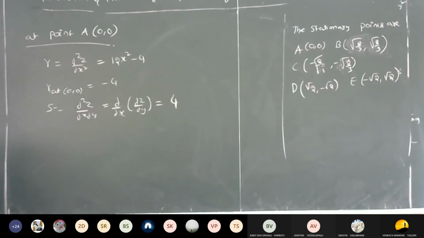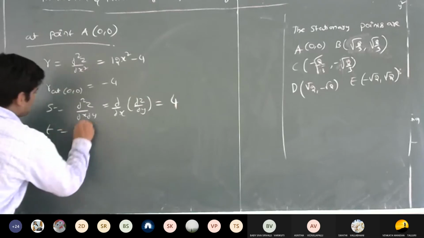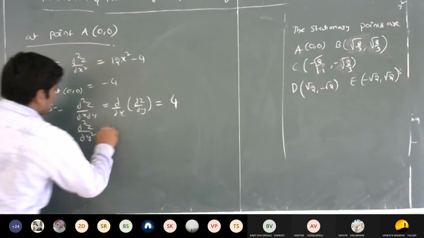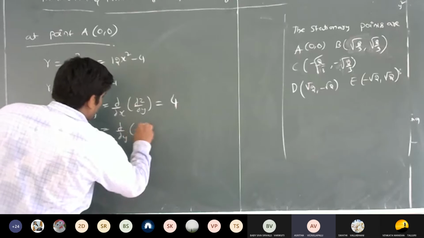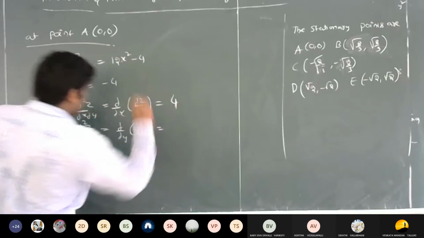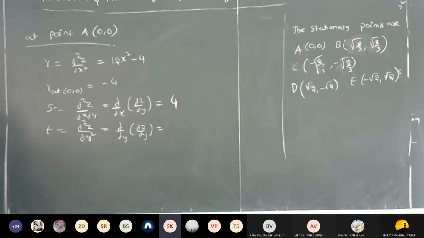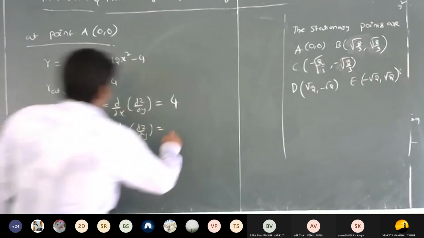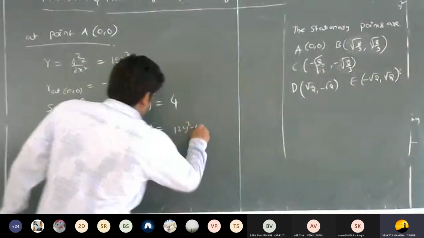Yeah, very good. Next, t is equal to ∂²z/∂y², that is ∂/∂y of (∂z/∂y). What is the value? Minus 4, sir. Please tell me the total value, then afterwards we will substitute the value. 12y² minus 4, sir. Yeah, very good, 12y² minus 4.